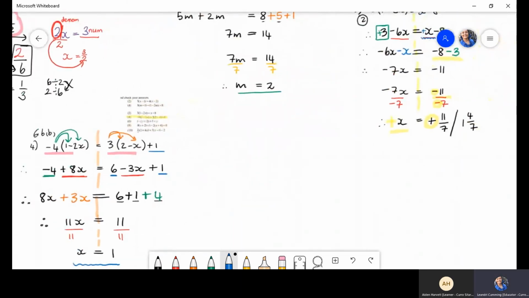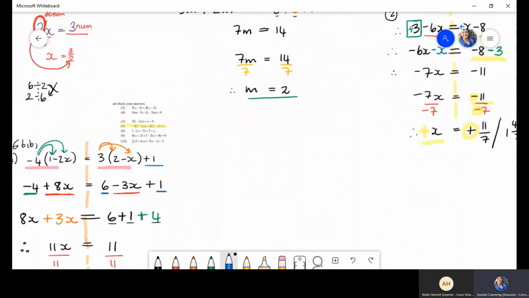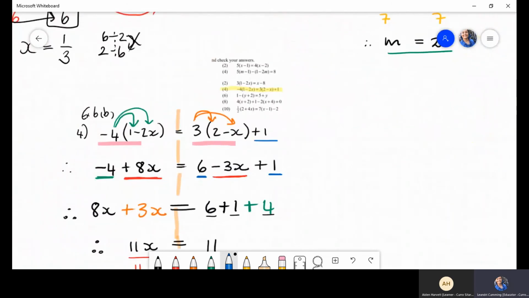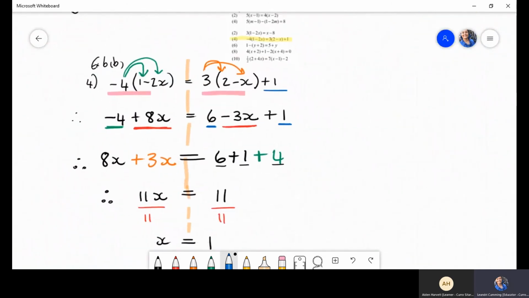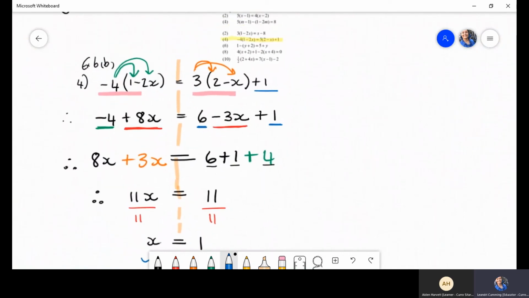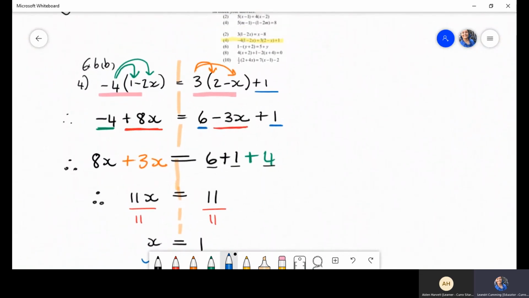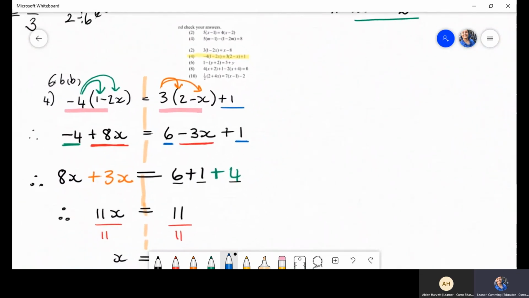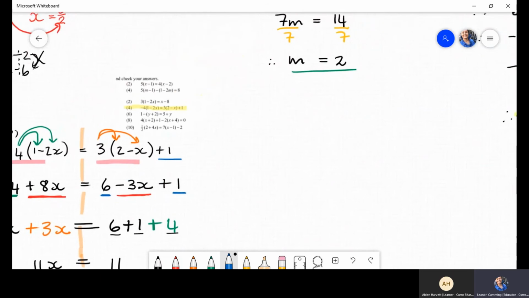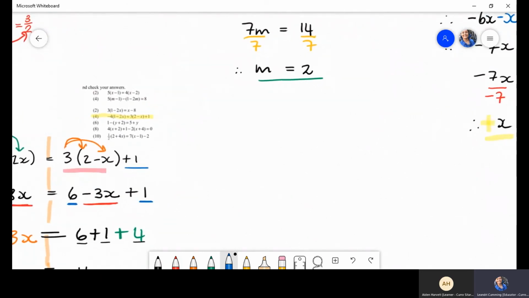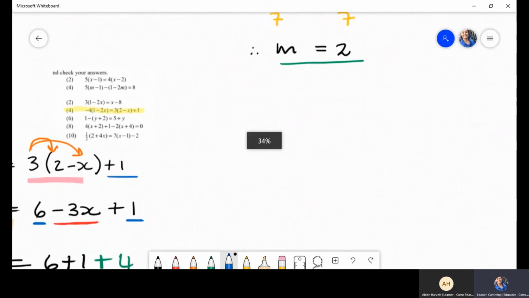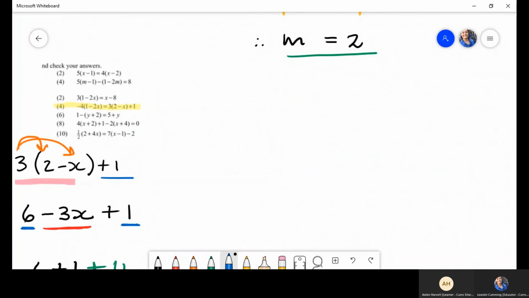Let's look at another one. So very important here. I hope the color helps so that you can see how the movement across that equal sign helps you to see what happens to the sign. How do you get your constants on one side and how do you group your x's on the other side? Okay, now let's look at number 10.